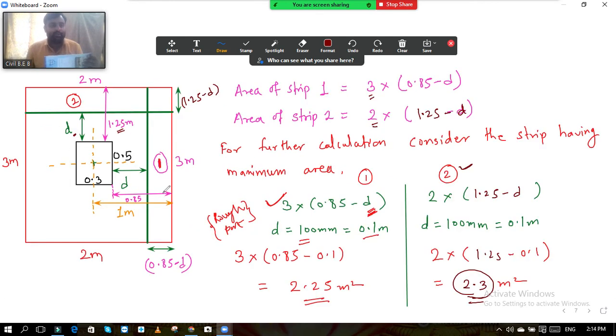See here, if you see this image, our top strip, so suppose now this is your distance 2 meter. Okay, this is 2 meter, and this one is 1.25 minus d, not this total one, something 1.25 means you can mark somewhere over here. Okay, that is your strip.